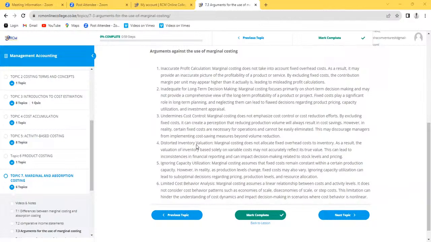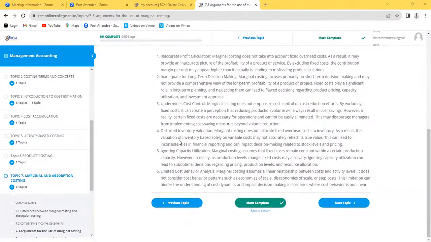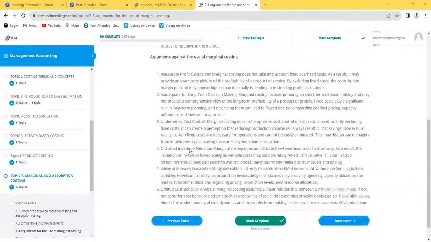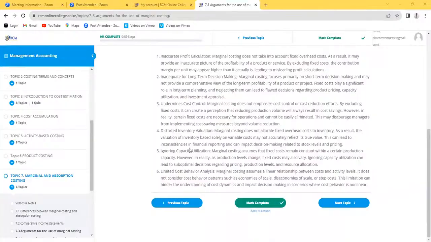Then distorted inventory valuation, which we are going to see after doing an illustration. Ignoring capacity utilization. It does not consider whether the company has got excess capacity which can be used in other activities.